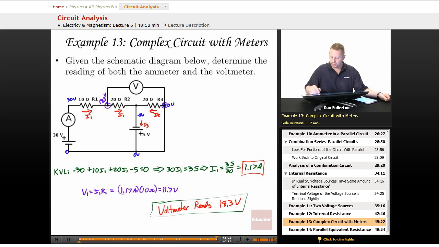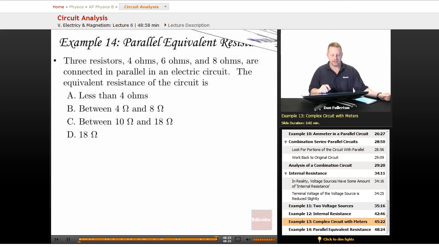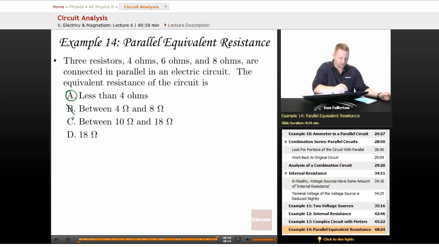All right, let's take a look at one more nice simple problem to round this out. Three resistors, 4 ohms, 6 ohms, and 8 ohms, are connected in parallel in an electric circuit. The equivalent resistance of the circuit is, well, right away, if they're in parallel, I know that my equivalent resistance must be less than 4 ohms. Oh, wait, there's our answer right there, less than 4 ohms. All of our other choices are larger than 4 ohms. Very little thinking required, just knowing that formula and a couple facts.